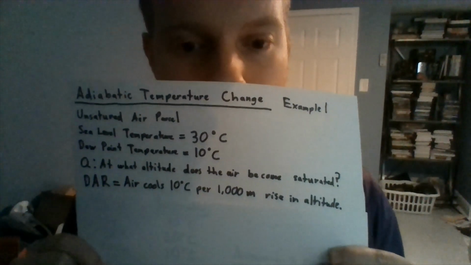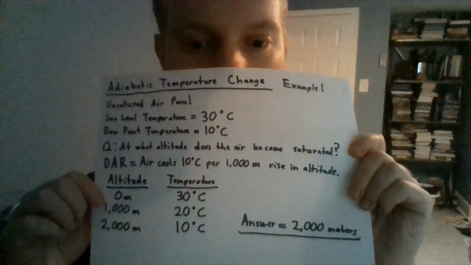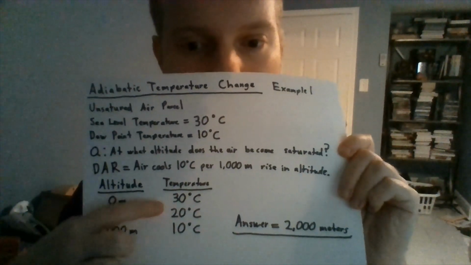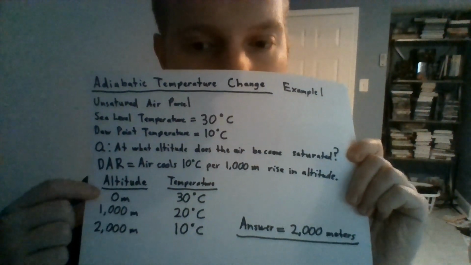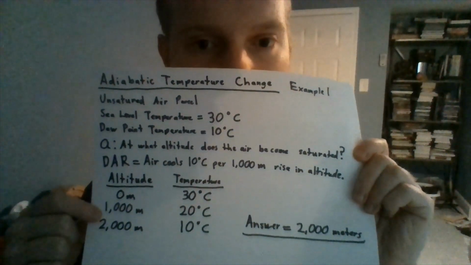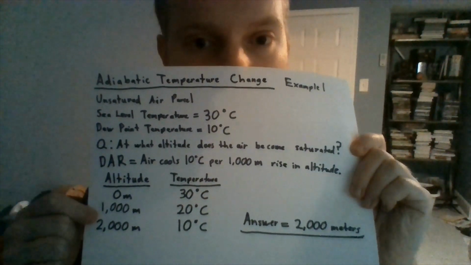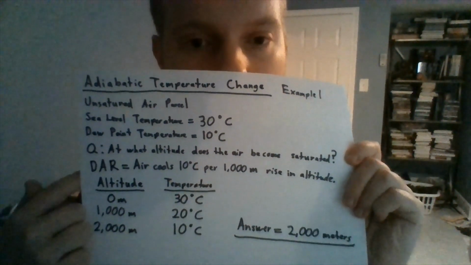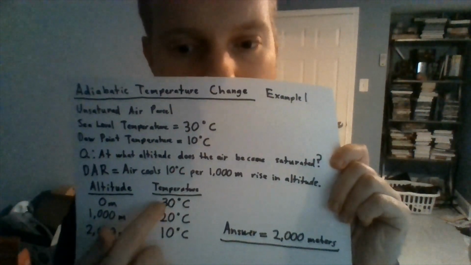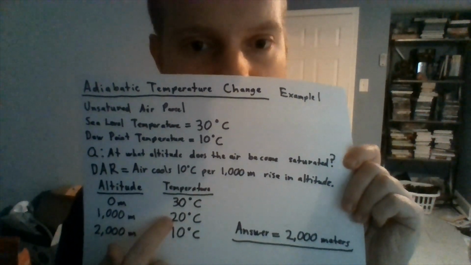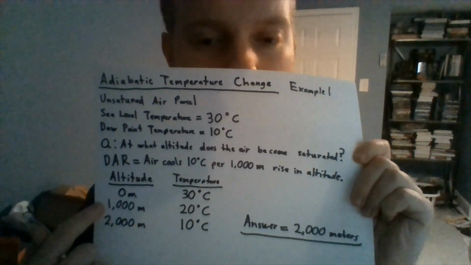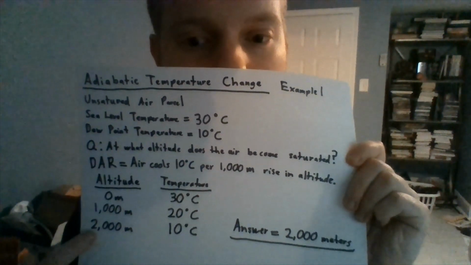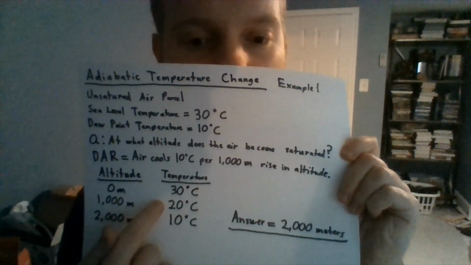So to do this calculation, we start at sea level, 0 meters, with our known temperature of 30 degrees Celsius here. So first we increase the altitude to 1,000 meters, which means we have to subtract the temperature by 10 degrees Celsius, according to our dry adiabatic rate here. So we go from 30 degrees to 20 degrees Celsius at 1,000 meters. And then we repeat the process again. So we go from 1,000 meters in altitude to 2,000 meters in altitude, and we decrease the temperature by 10 degrees Celsius again, from 20 degrees Celsius to 10 degrees Celsius.